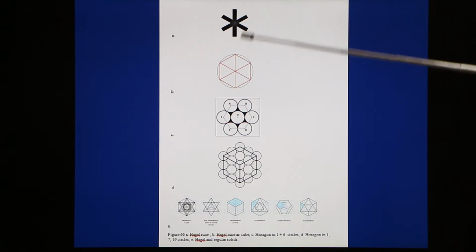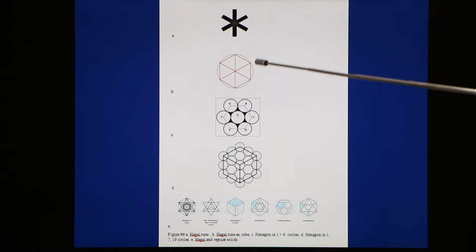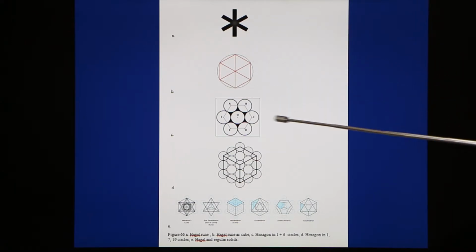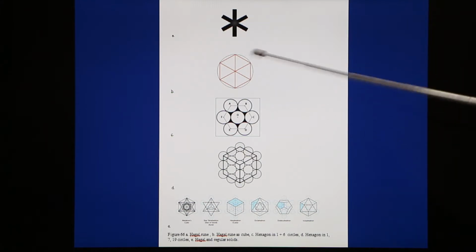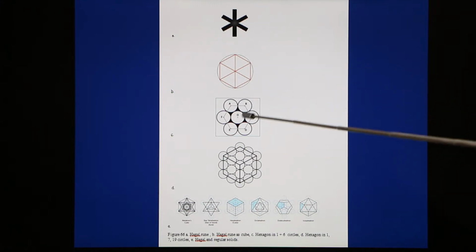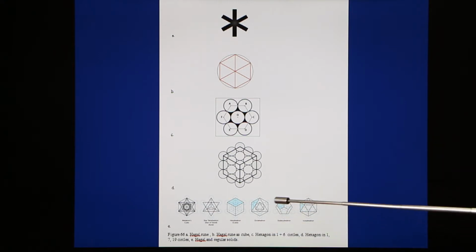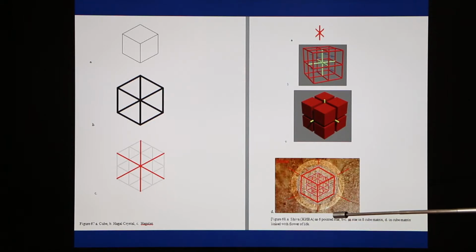We remember this shape, which is the Hagel rune. I combine the points and I have a square seen isometrically. I make circles around there and I have a circle and 6 circles. And then I add another, so I have 1, 6, and 12 circles, which gives me 19 again. And then on the basis of that, I can create my regular solids.